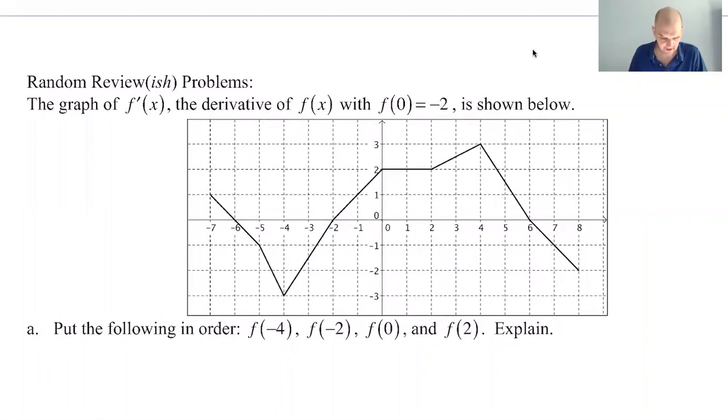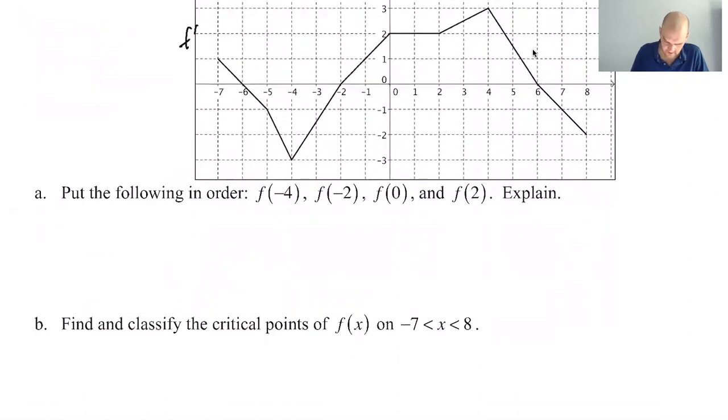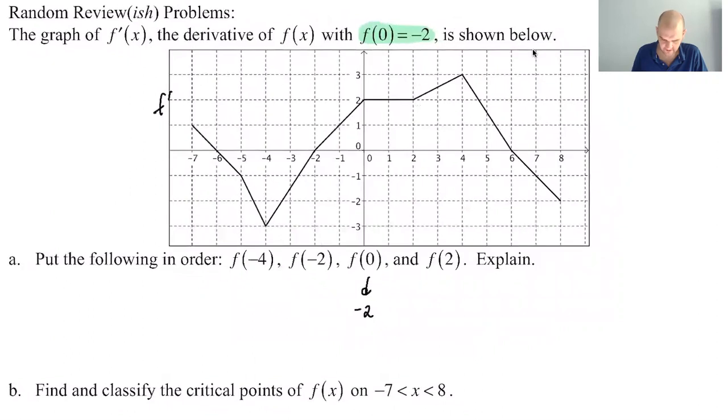So let's see. The graph of f prime, the derivative of f of x, with f of 0 equals -2, shown below. I'm going to highlight that just in case we need it. So this is f prime. Put the following in order. Well, we know f of 0 is -2 for sure. So this is definitely -2. I can figure out the actual value of all of these, I think.